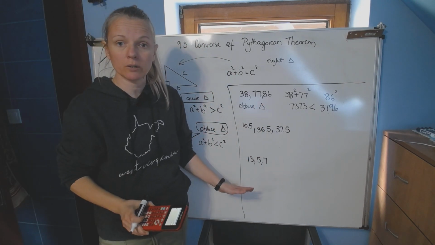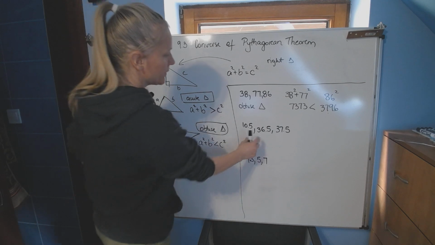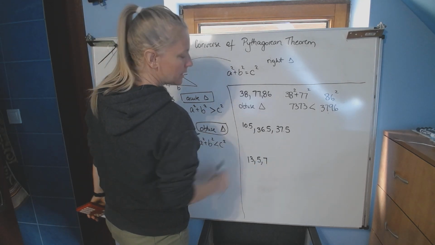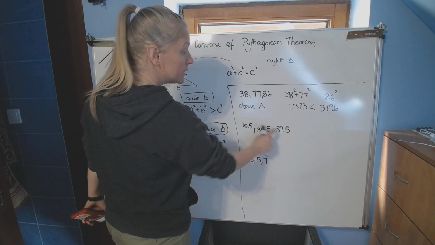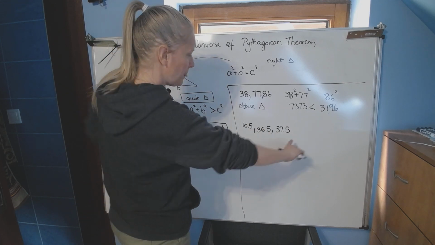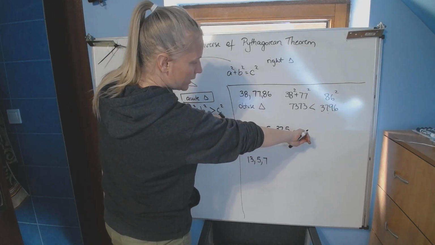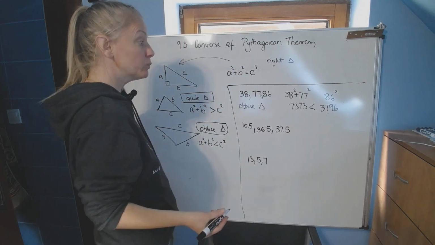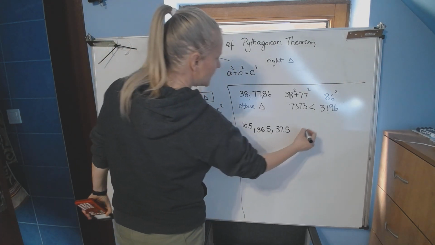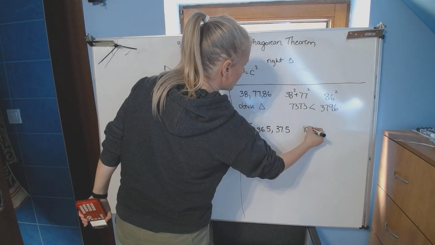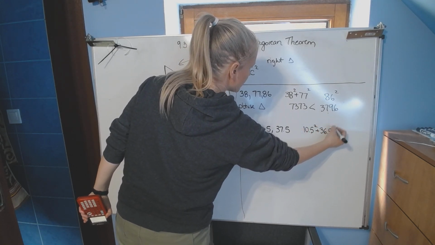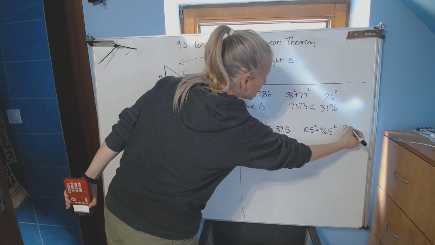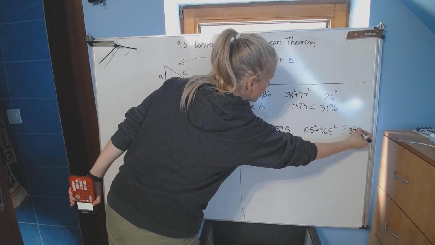First thing you want to do, make sure this exists. 47, clearly greater than 37.5. Roughly 70 something, clearly greater than 10. And roughly 48, which is greater than 36. It works. This is the biggest side, which means 10.5 squared plus 36.5 squared is what compared to 37.5 squared?